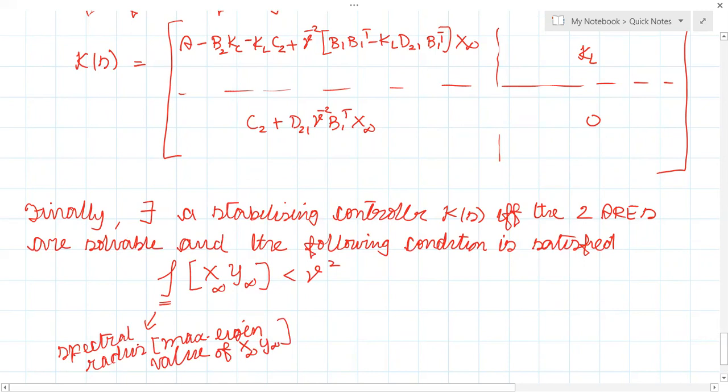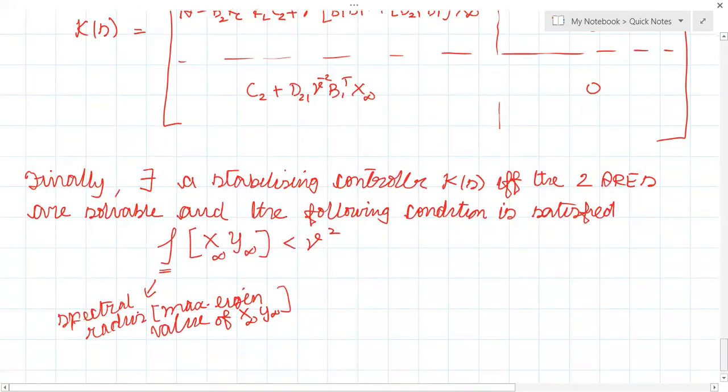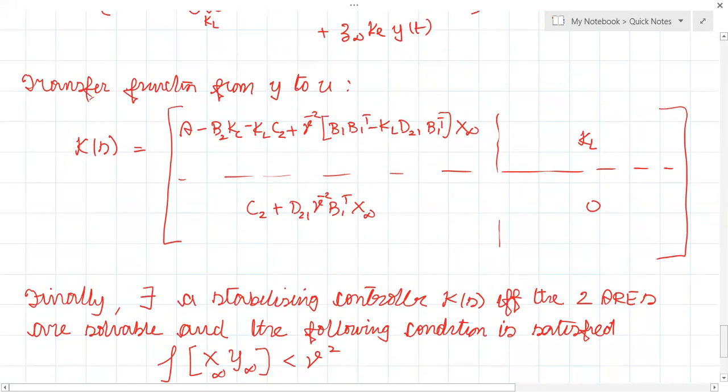Okay, so if this condition is satisfied, then the gamma value can be lowered, as I said before, and steps 6 and 8 can be repeated. Eventually, that's why I said it is an iterative procedure. So let us see the block diagram.